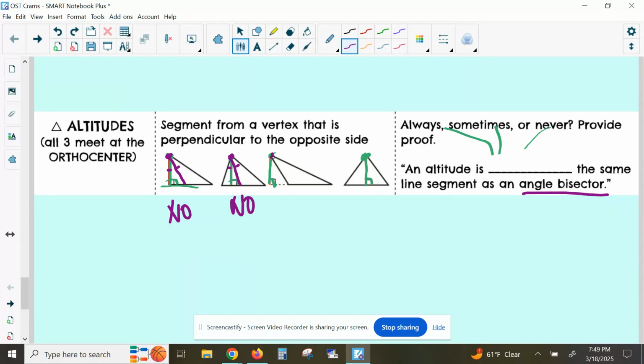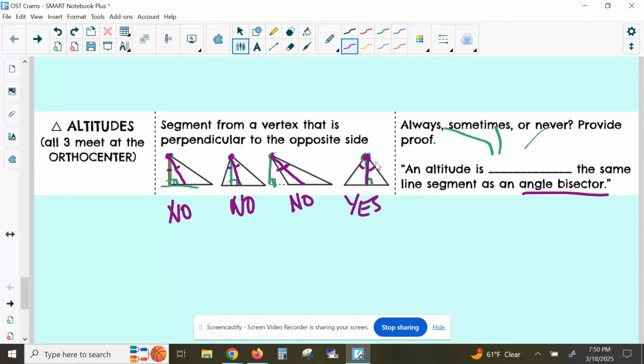What about this one? If I were to cut this top angle in half, I'd have to come right here to get this angle to equal this angle. Is that purple one on top of the green one? Nope. What about this? If I were to cut this top angle in half, boom, boom. Do you see how they land on top of each other? So this is a yes.